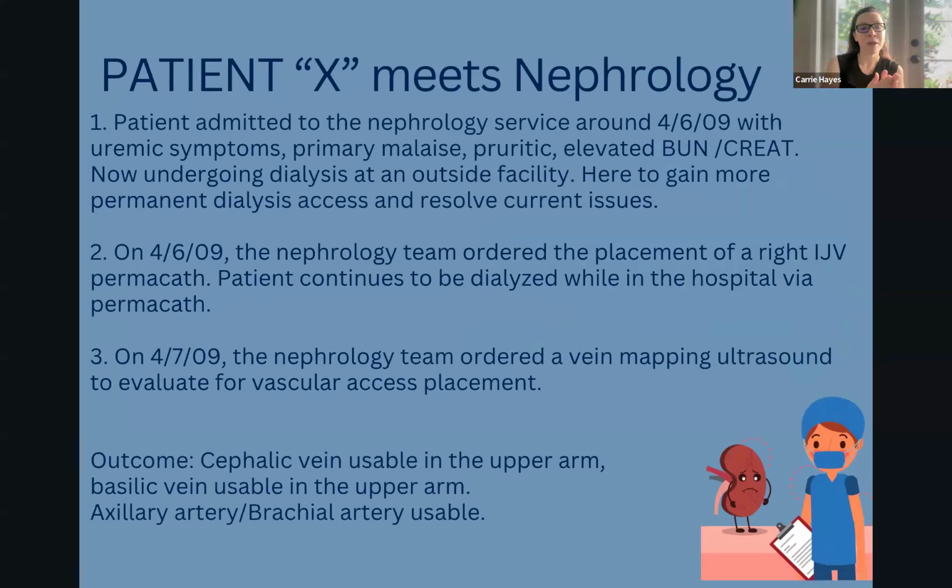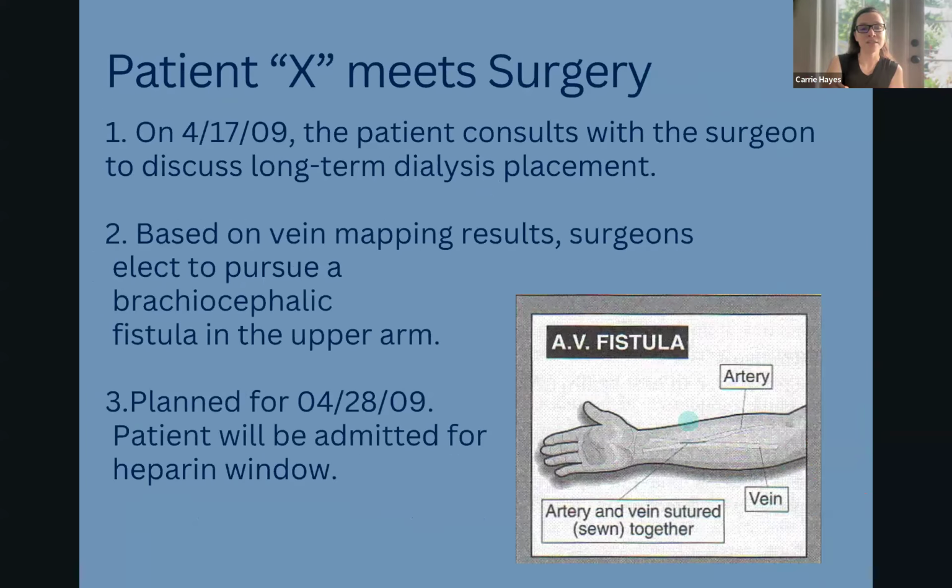So the nephrology team asked for a right IJ permacath, so the patient could continue to be dialyzed while in the hospital via that permacath or dialysis catheter. Then the nephrology team the next day ordered a mapping. Based on that mapping, we found that the cephalic vein was usable in the upper arm, the basilic vein was usable in the upper arm, and the axillary artery and brachial artery were usable. So they've got some things that they can use.